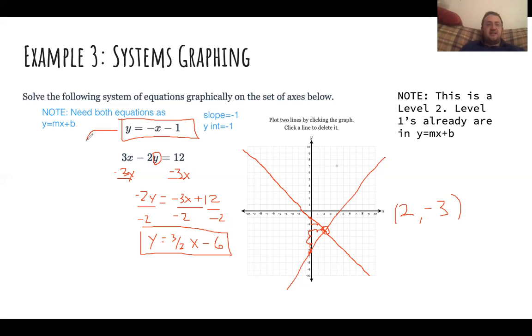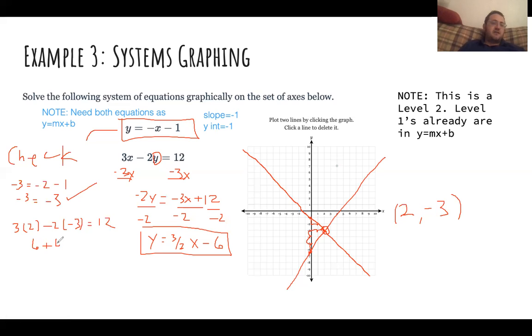And I can try and see my check for work. So I would like to see, does that work? So for this first one, I have -3 equals -2 minus 1. And that works. And then I'm going to try the other one. So I'm going to have 3 times 2 minus 2 times -3. And I want to see, does that equal 12? And we get 6 plus 6. So it does.